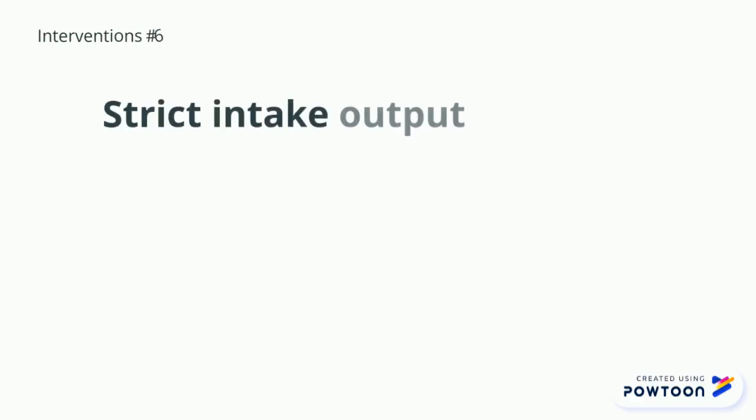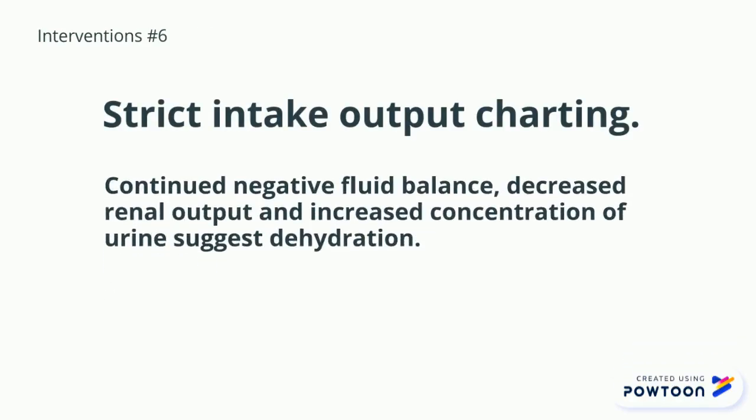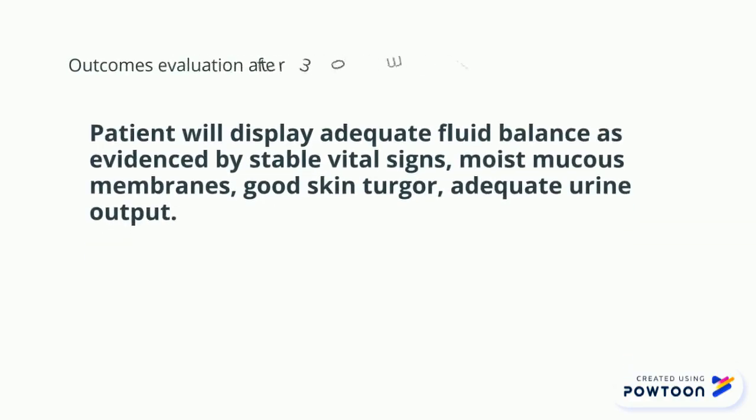The sixth nursing intervention is we should ensure the patient is on a strict intake output charting. Continued negative fluid balance, decreased renal output, and increased concentration of urine suggest dehydration. After 30 minutes of intervention, the patient should display adequate fluid balance as evidenced by stable vital signs, moist mucous membranes, good skin turgor, and adequate urine output.